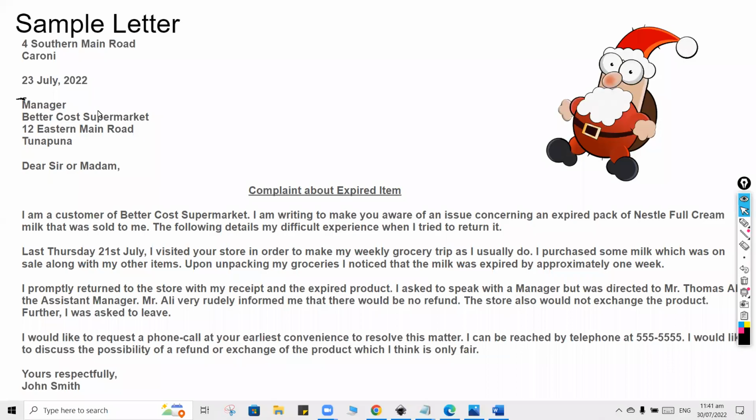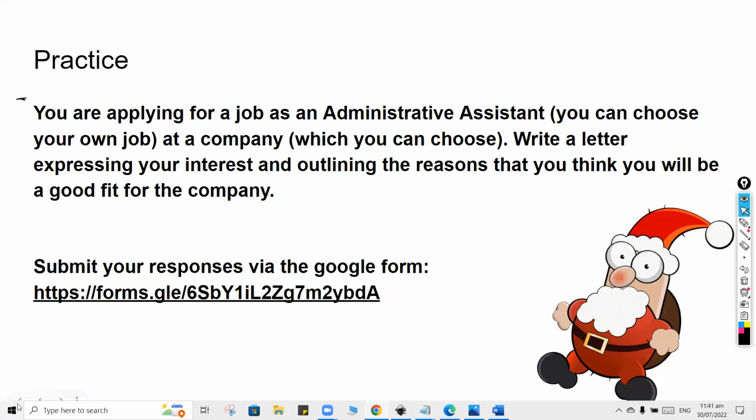So we just look at Mark as an example of what we did last week, right? We start with our address on top, and then we skip a line. We have the date. We skip a line. If we know the name of the person we're writing to, we put that. But we didn't know, so we put our job title, and then the name of the organization, and then the address, right? Then we skip another line and we put a greeting. So, Dear Sir or Madam.